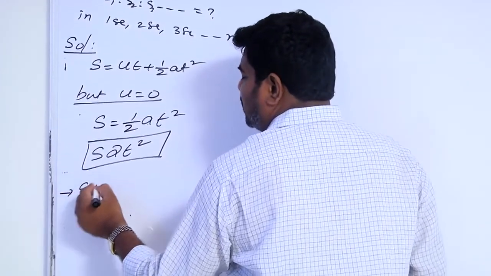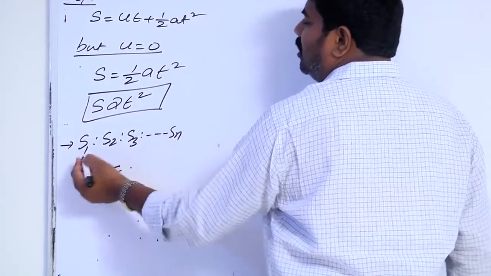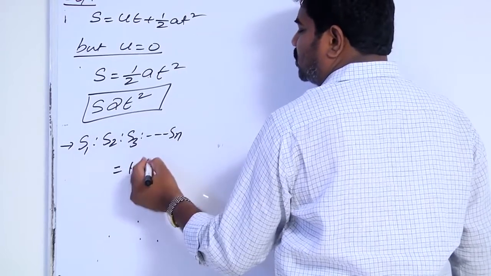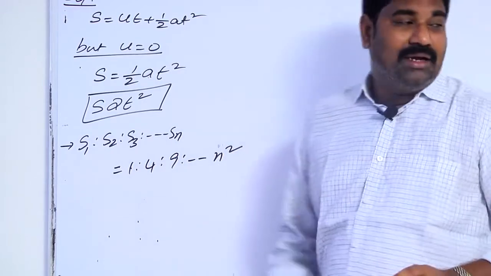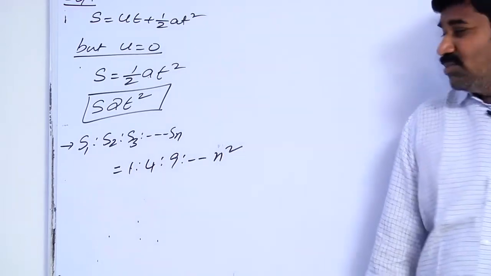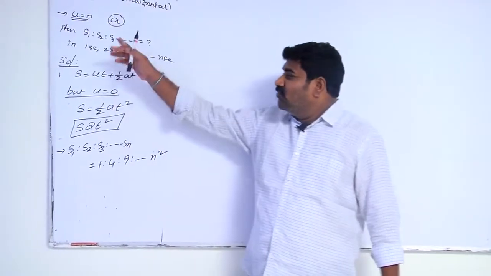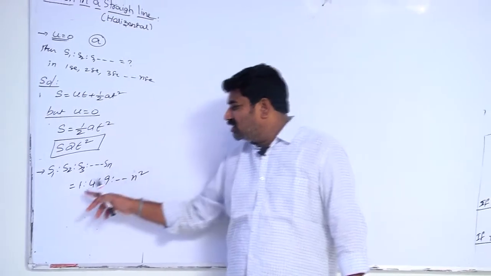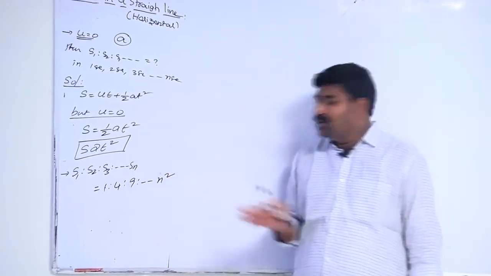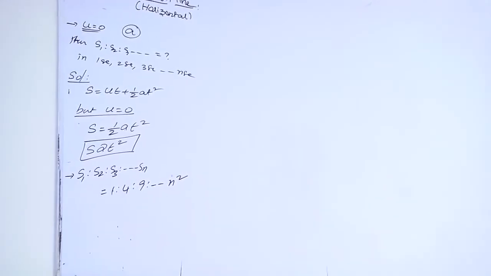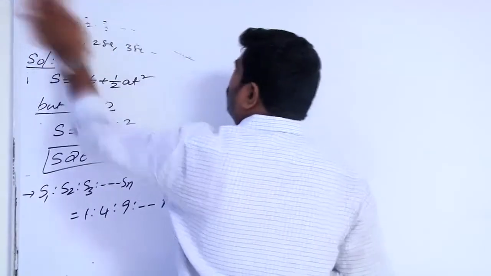Therefore, S1 is to S2 is to S3 is to so on, Sn is equal to 1 square is to 2 square is to 3 square is to so on, n square. So in successive seconds, what is the ratio of the displacements? 1 is to 3 is to 5 is to so on, 2n minus 1. In 1 second, 2 seconds, 3 seconds, so on, n seconds, what is the ratio of the displacements? 1 is to 4 is to 9 is to so on, n square. This is about how we use the equations of motion.